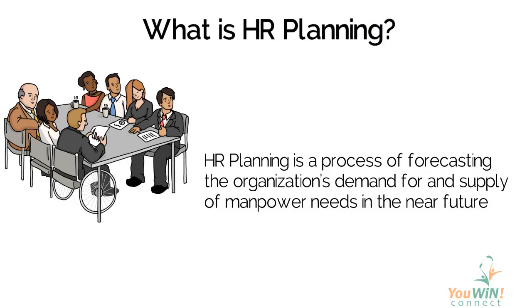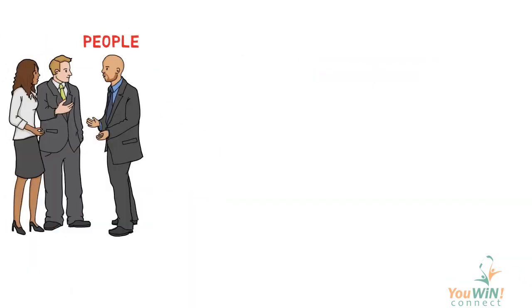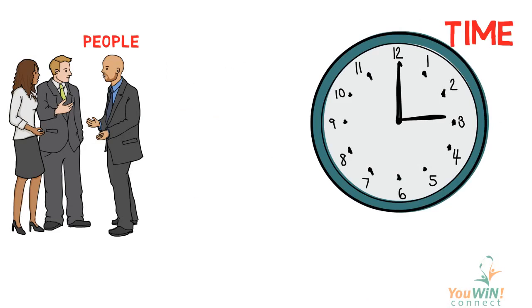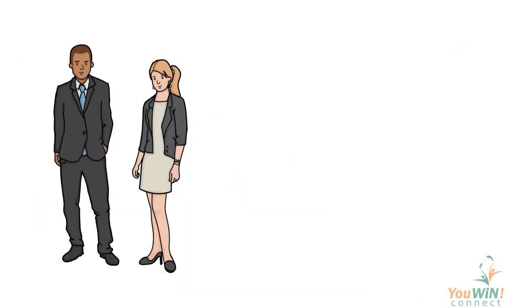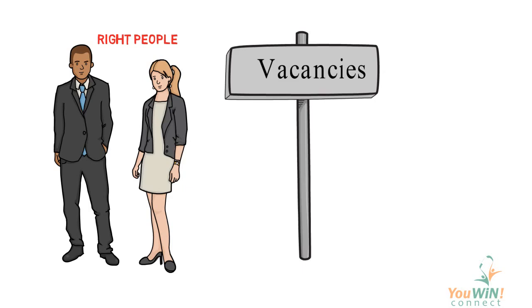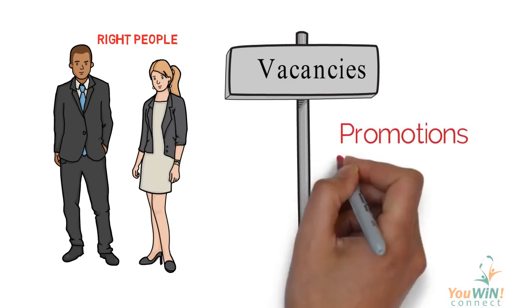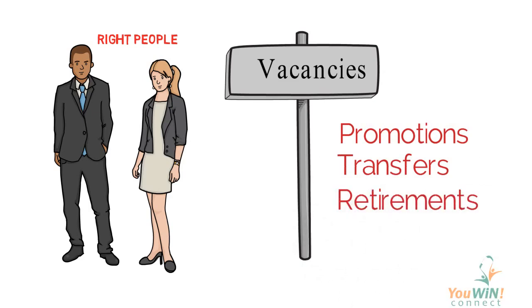By this we mean finding the right number of people for the right kind of job, at the right time, and the right place. So, in other words, HR planning is responsible for arranging the right people for the right job from all available sources. And not only this, it also anticipates the vacancies that might arise due to promotions, transfers, retirements, terminations, and plans for manpower accordingly.